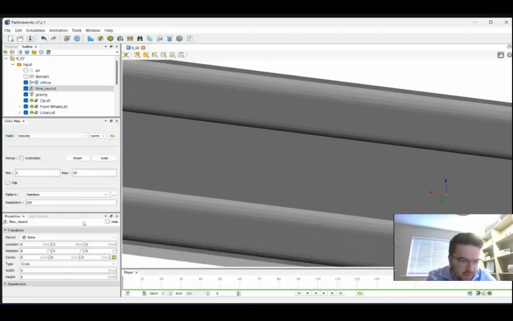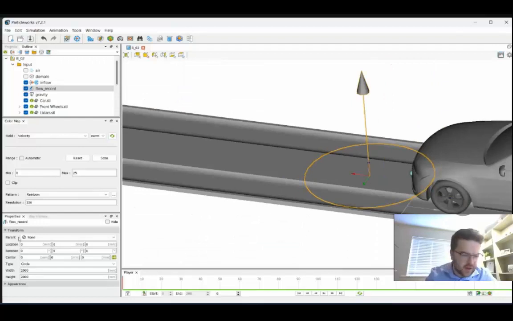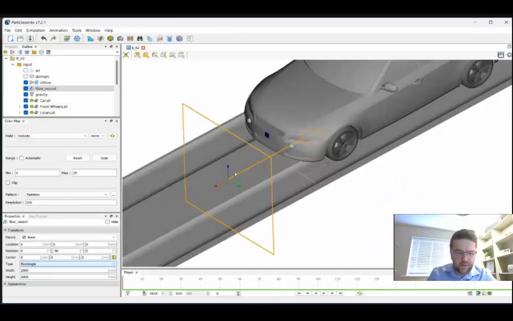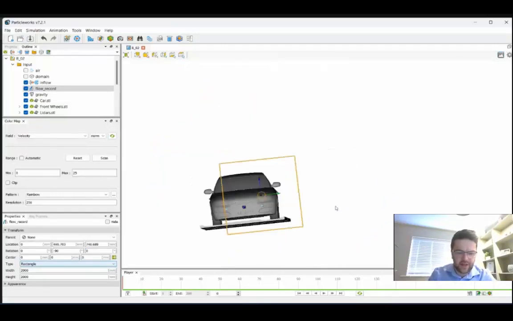It starts off just as a tiny little plane, but let's make it nice and big. Let's throw in some numbers. So 2 meters. Okay, it's a circle right now, so we can make it a rectangle, and then rotate it about the y-axis, the other direction. What we can do is create a box around our car to record anything that's coming into the car.